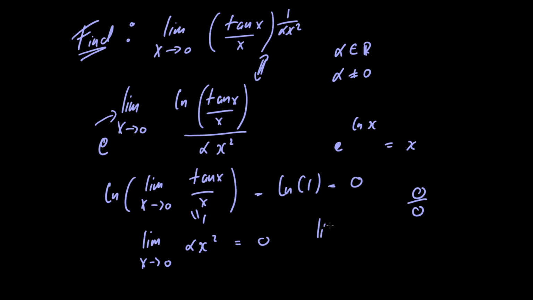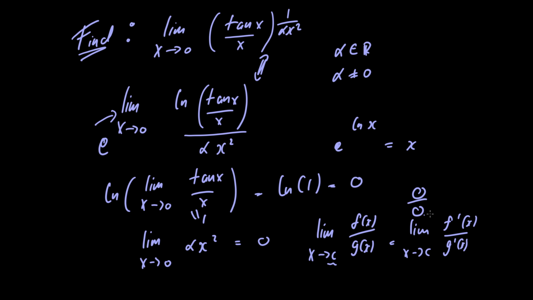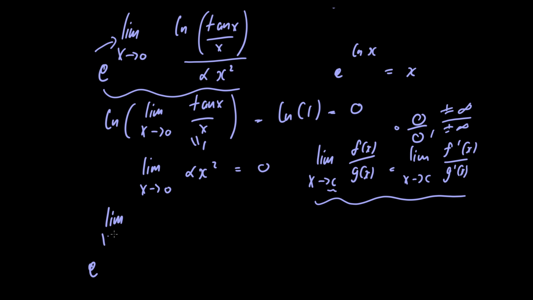L'Hopital's rule basically says that if you have a limit as x approaches some value c of a function f of x divided by another function g of x, then that limit is equal to the limit as x approaches c of the derivative of f of x divided by the derivative of g of x, given that f and g are both differentiable at c and that they're of indeterminate form 0 over 0 or plus or minus infinity over plus or minus infinity. Now that criteria is satisfied for this problem right here, so let's go ahead and apply L'Hopital's rule to try and solve it. And I should have also said that we can apply L'Hopital's rule indefinitely as long as the criteria which I've just mentioned is satisfied. So we're going to have e raised to the limit as x approaches 0.